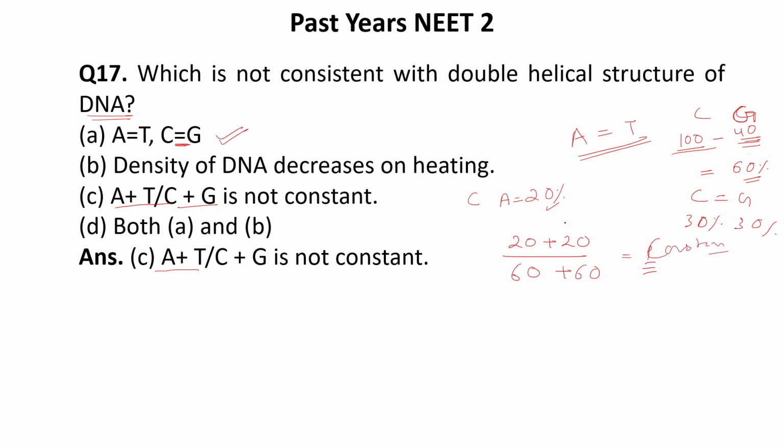Sometimes the percentage of adenine is different, sometimes the percentage of G is different. It is not a constant. So which is not consistent with the double helical structure of the DNA? This is not consistent. But yes, adenine always pairs with T and cytosine always pairs with G, this is consistent. Density of DNA decreases on heating. Yes, when you heat, the DNA gets denatured, so its density decreases. So this is the correct statement.